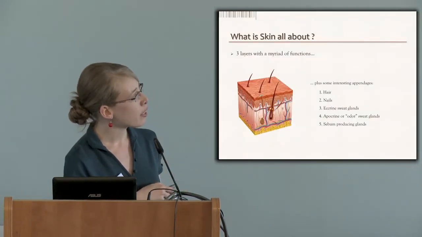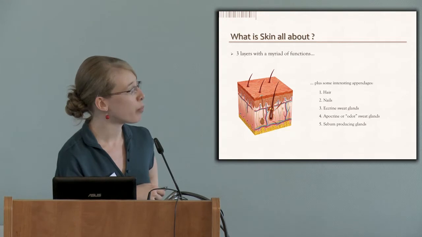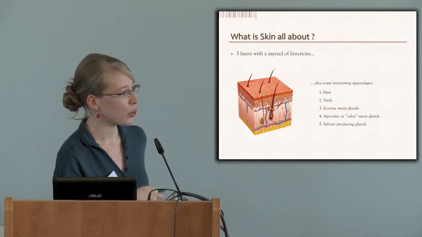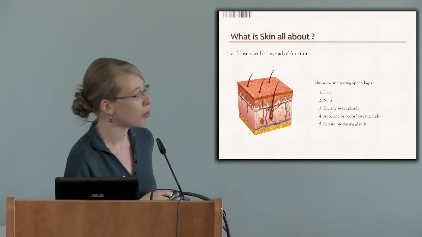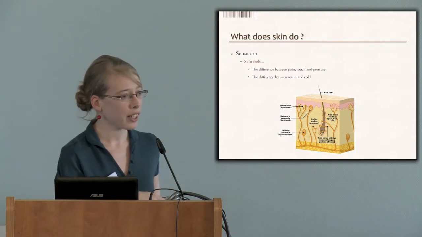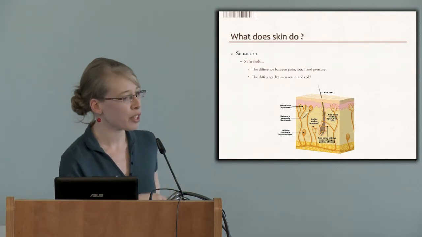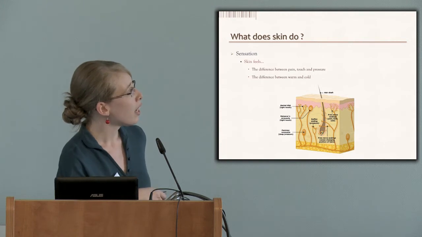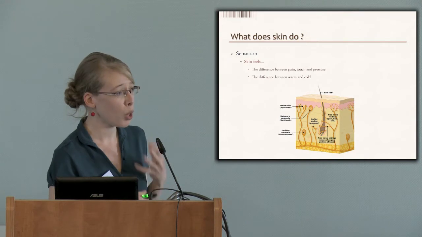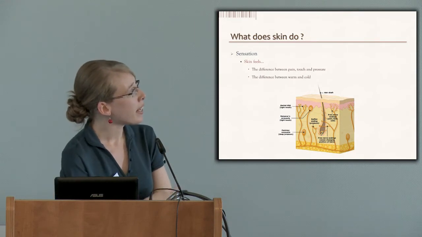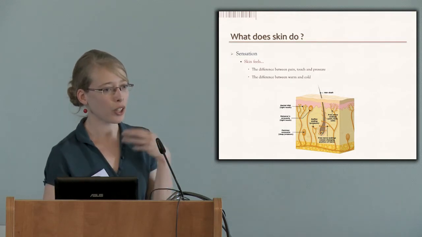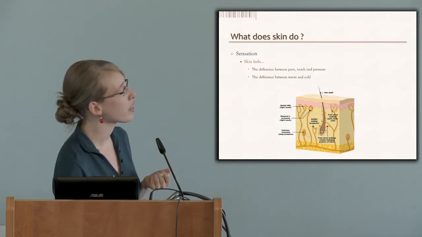Apart from the three layers, we also have several appendages like hair, nails, and sweat glands that also contribute to the different functions of the skin. When we take a closer look at the different functions of the skin, we see that it's actually a very important organ in our human body, and that it mainly has a function of protecting us against the world that is surrounding us.